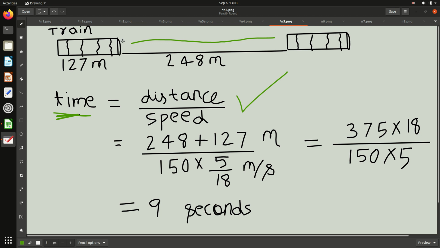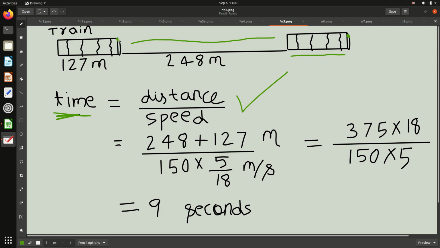Why am I saying that? Because if you look carefully, take any point in this engine part. So take a point here. Initially this point is here. Now after covering all the distance, this point is here. So if you calculate the distance between these 2 points from here to here, it is not 248. It is 248 plus the length of the train. Now look at the point very carefully. So this is one point, this is another point.